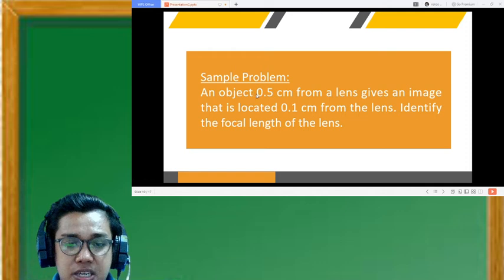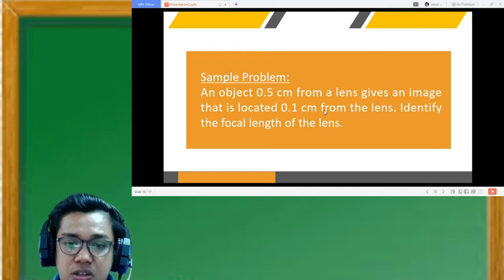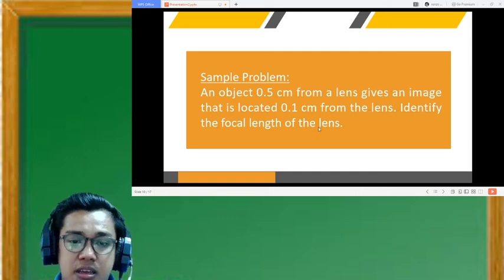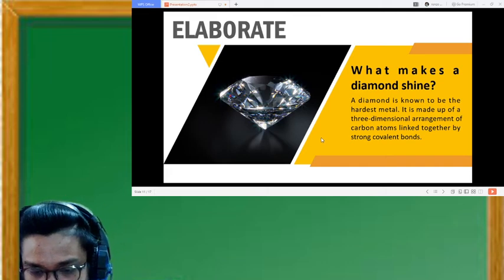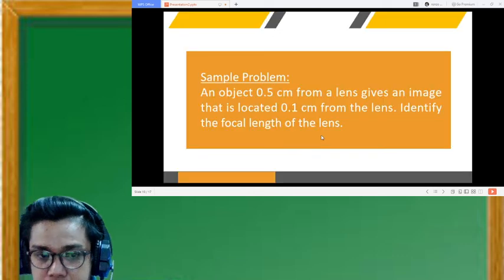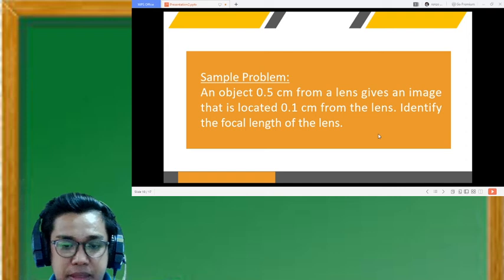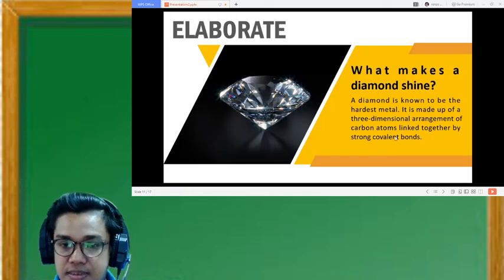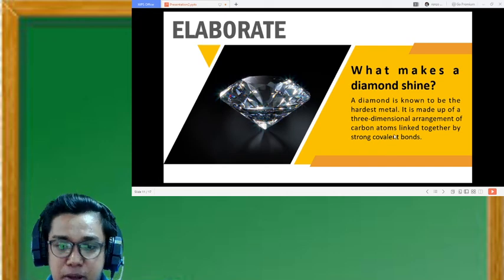So we have a sample problem here. An object 0.5 centimeter from a lens gives an image that is located 0.1 centimeter from the lens. Identify the focal length of the lens. You can solve this sample problem. Try to solve that in your notebook. Okay? I-comment mo yung tamang sagot pag napanood mo to.